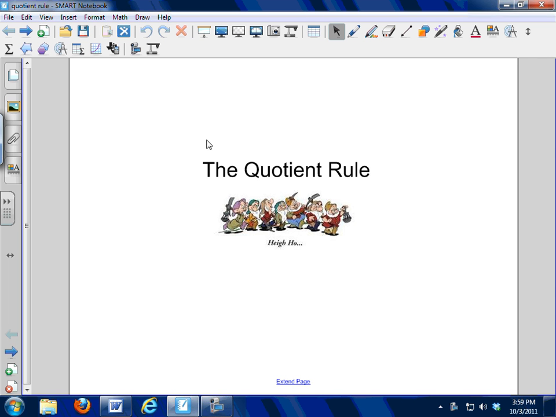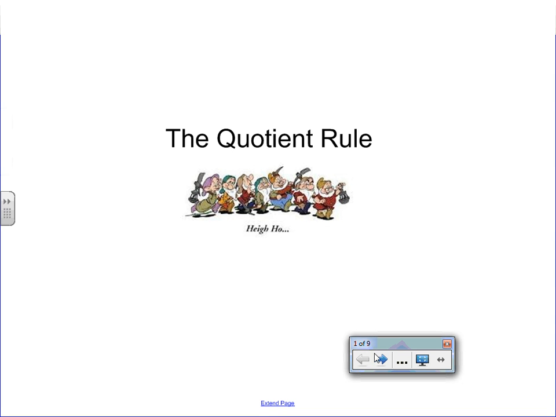Oh, hey, so we're going to get started with today's little topic, the quotient rule. Our friends, the seven dwarfs, are going to help us out as we move through this. If I make it full screen, maybe it's a little better. So, quotient rule. Ready? Begin.